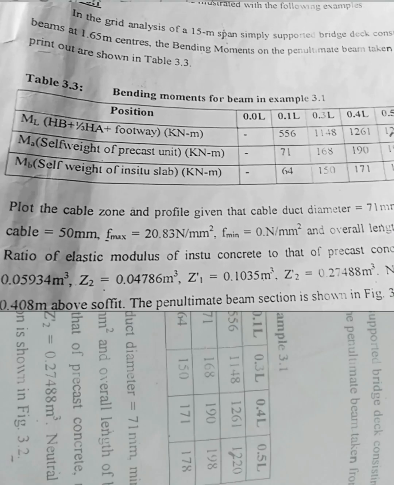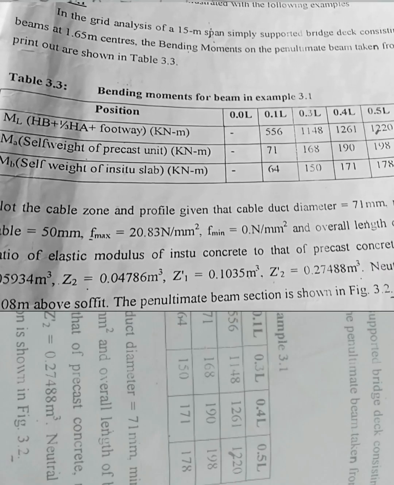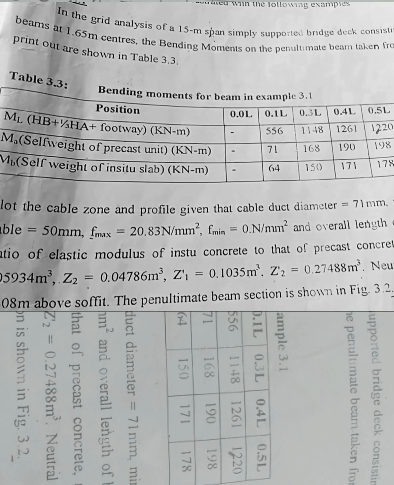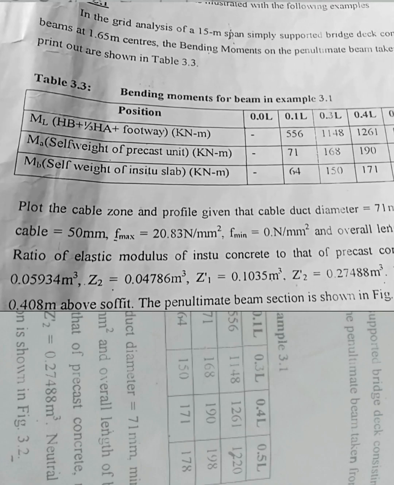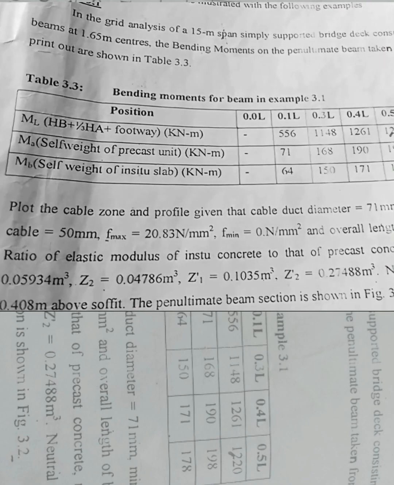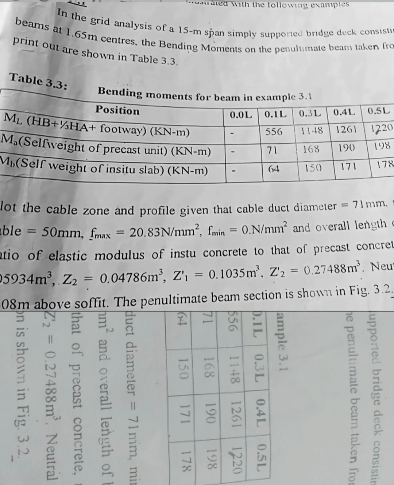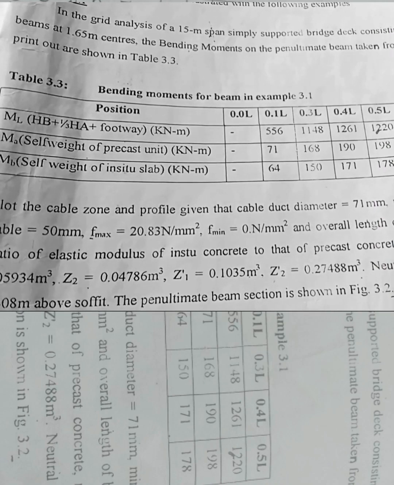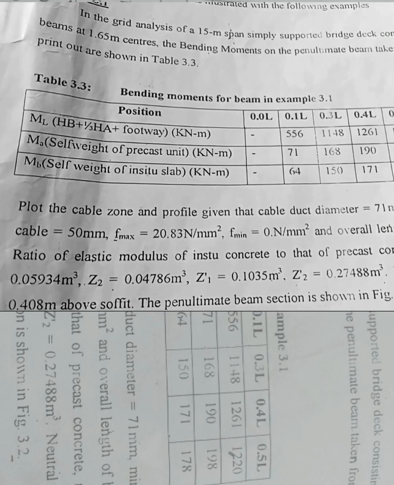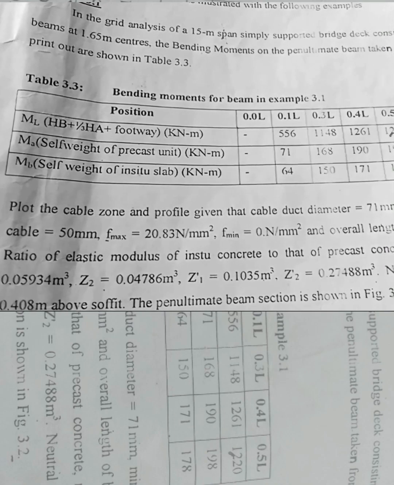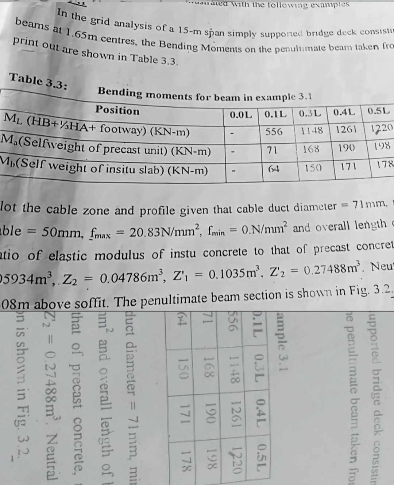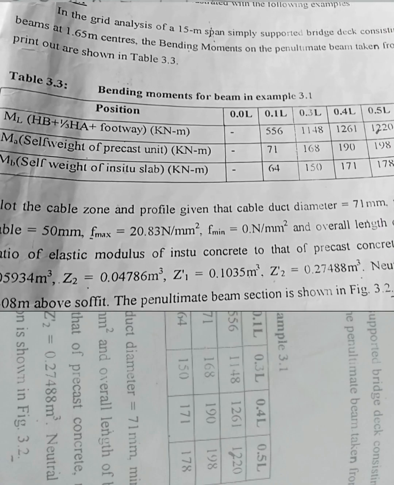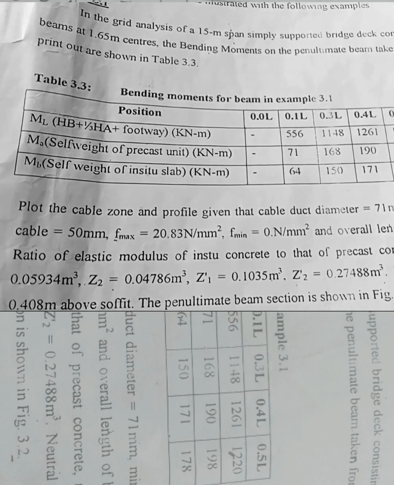In a grid analysis of a 15-meter span simply supported bridge deck consisting of 7 beams at 1.65 meter centers, the bending moment on the penultimate beam taken from computer printout is shown in table 3.3. Now let's take a look at table 3.3, the bending moment for beams in example 3.1.